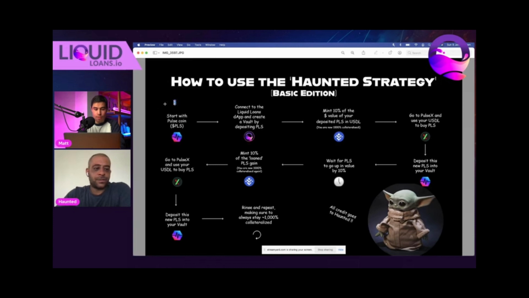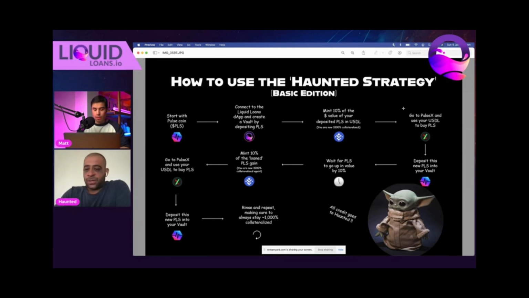Over here we start with our Pulse. We connect it to the Liquid Loans dApp to create a vault. And then when we go in the vault, what we do is we mint stablecoin of 10%, which is a ratio of 1,000% collateral, which I'll explain later on how to do that on the front end. So whatever our value is, whether it was 30,000, 40,000, 50,000, we only take a loan of 10% of the value, which is 1,000% collateral. So a nice high collateral ratio there.